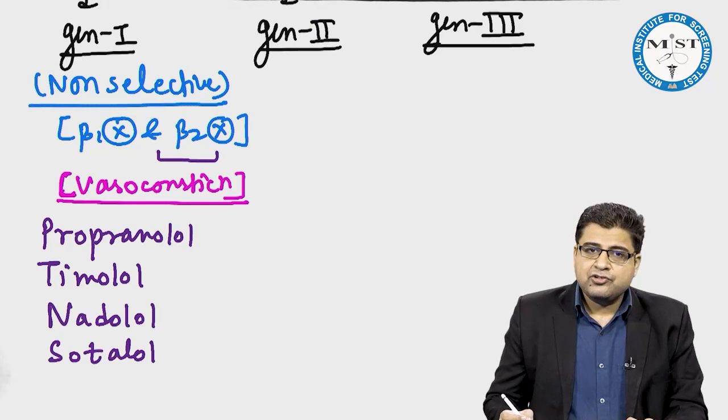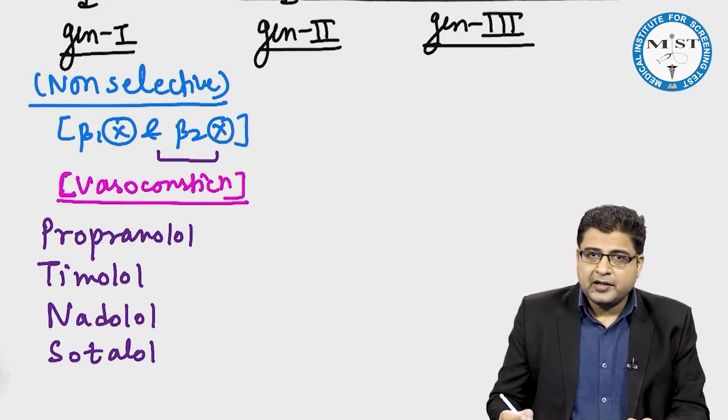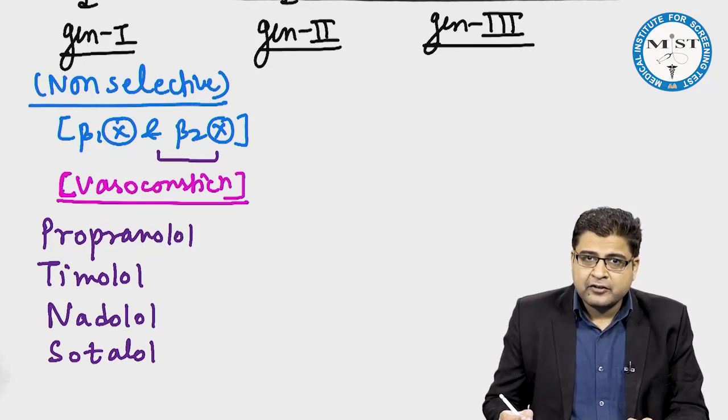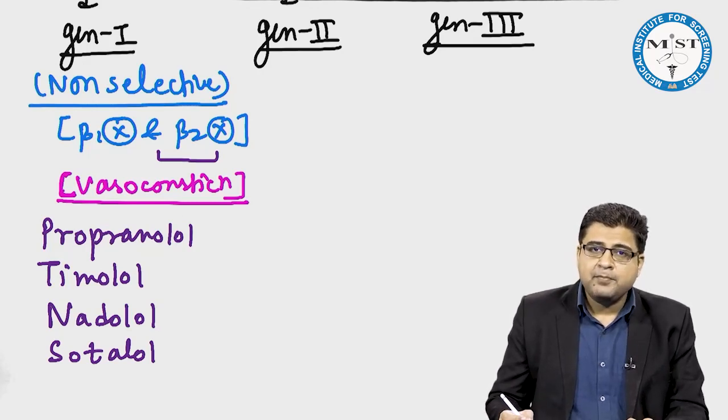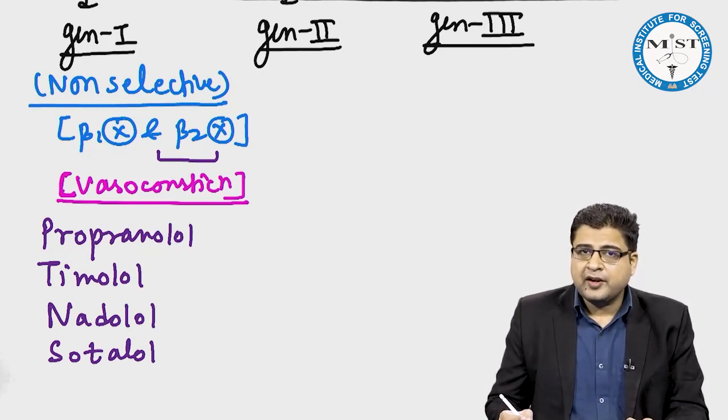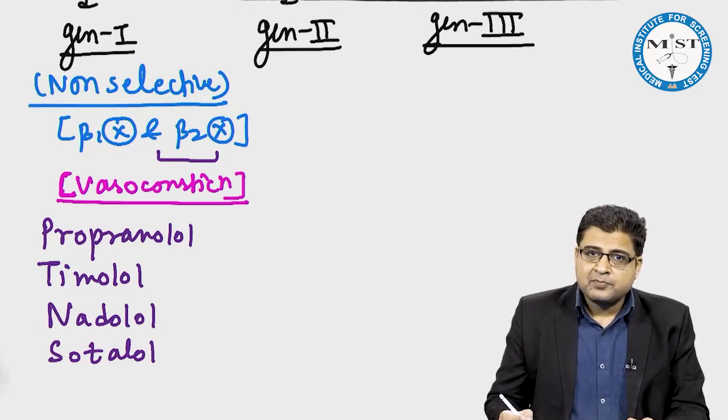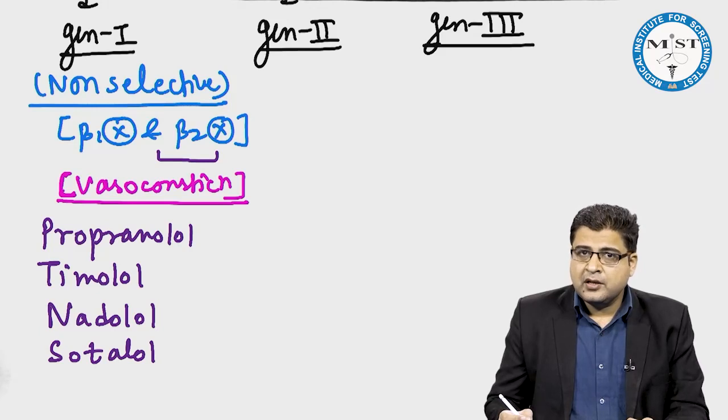If we talk about generation 2 beta blockers, these medicines are also known as selective beta blockers. Why do we call them selective? Because these medicines block only beta 1 receptor. There is no effect on beta 2 receptor. And we know that beta 1 receptor is not present on blood vessels but present on the heart. So these medicines which are active on the heart but not on blood vessels are known as cardioselective beta blockers.